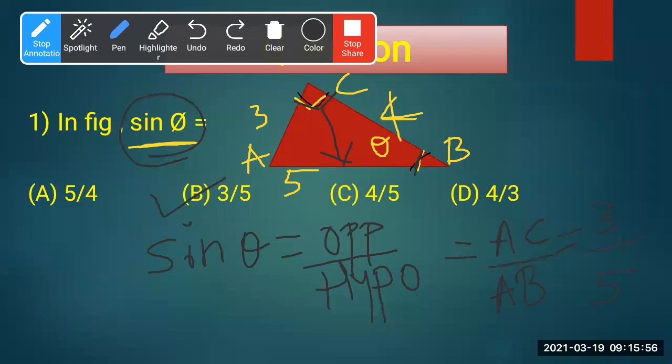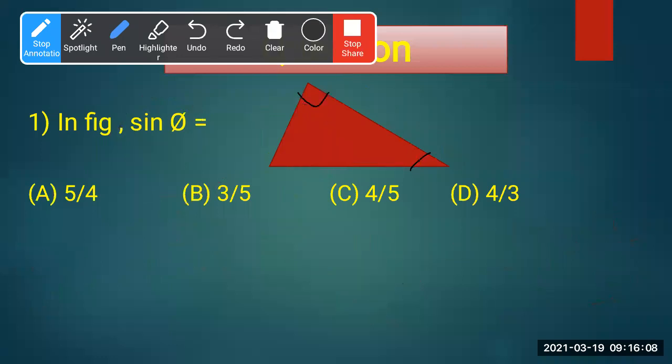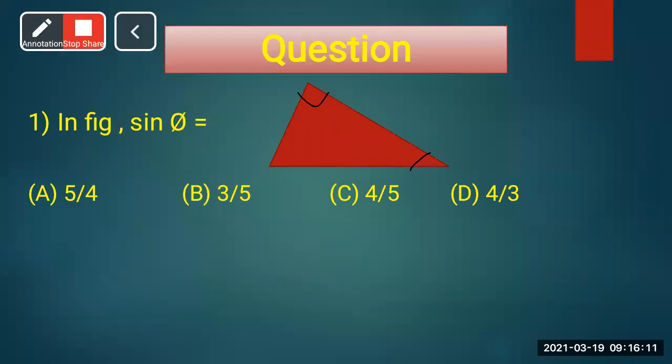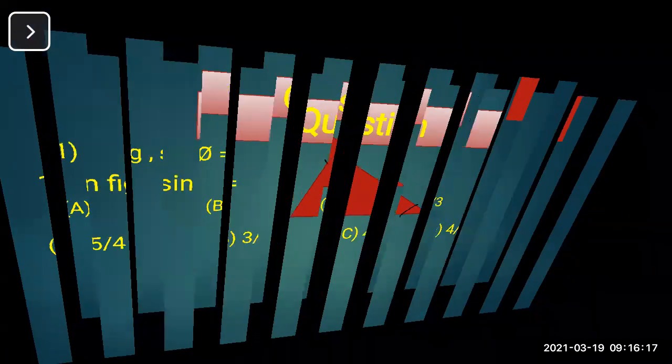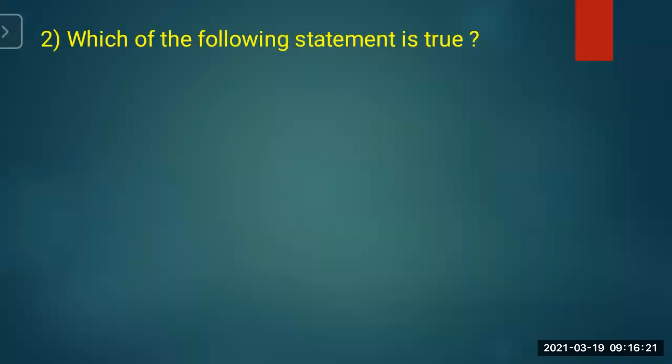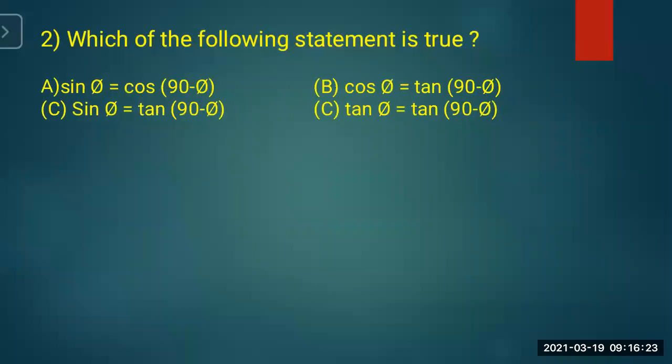When you write the answer, only write the name of the option. So the correct option will be B, that is 3 upon 5. In this way, sums based on the definition of the trigonometric ratio can be asked, so you should know the basic definition of the trigonometric ratios.